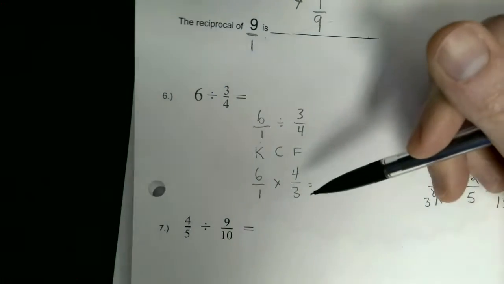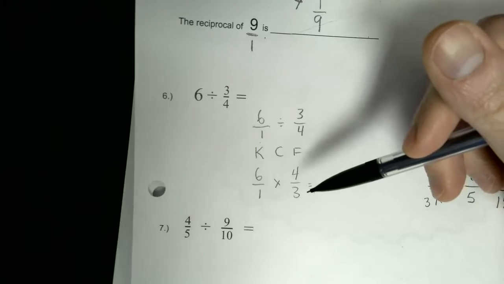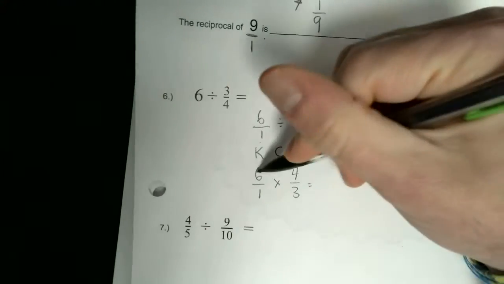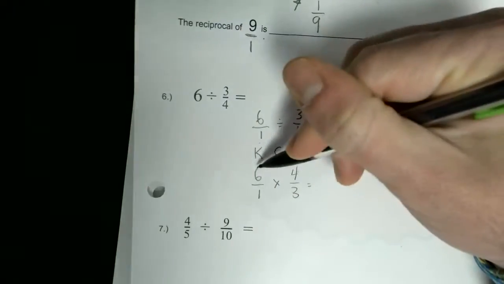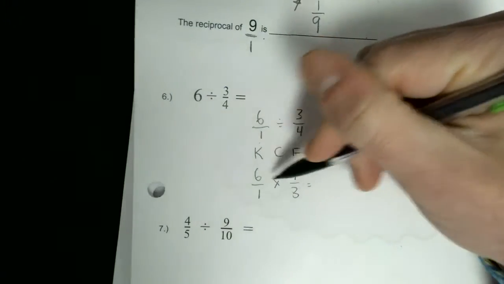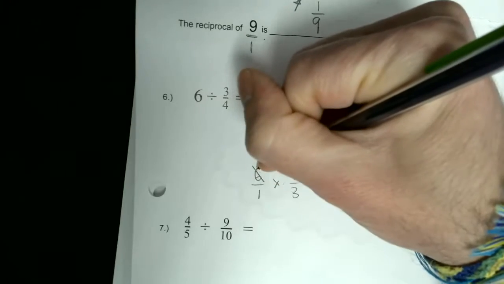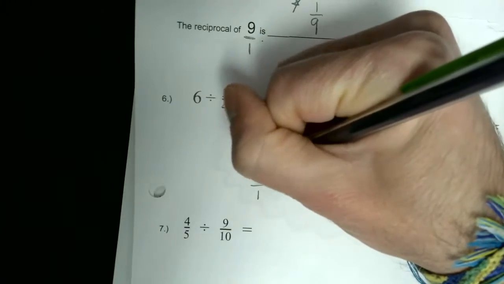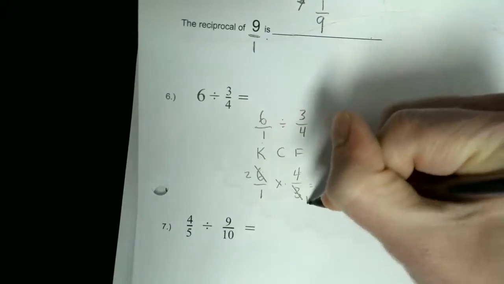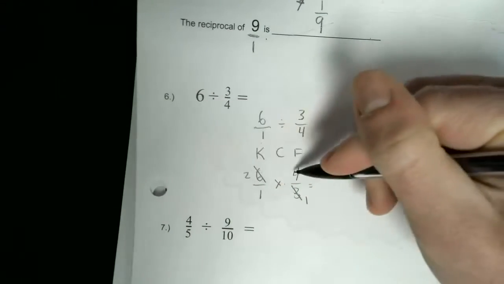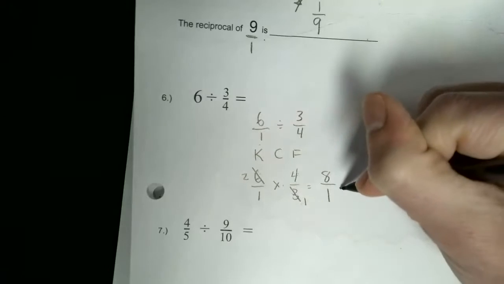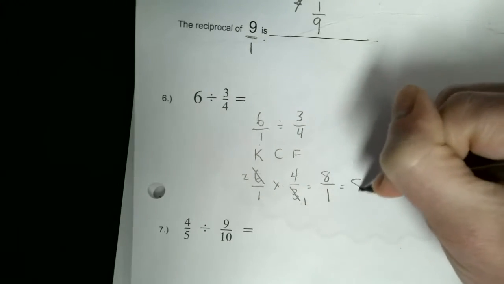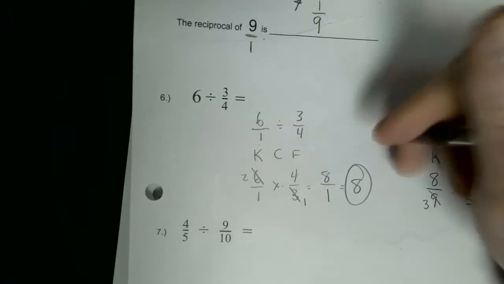Now, I believe we did this problem when we were talking about those field hockey games a while ago. So this is the same numbers. If you look diagonally, can you simplify? Well, not 4 and 1, no. 6 and 3, you bet. You can divide 6 and 3 by 3. 6 divided by 3 is 2. 3 divided by 3 is 1. 2 times 4 is 8. 1 times 1 is 1. 8 divided by 1 is 8.